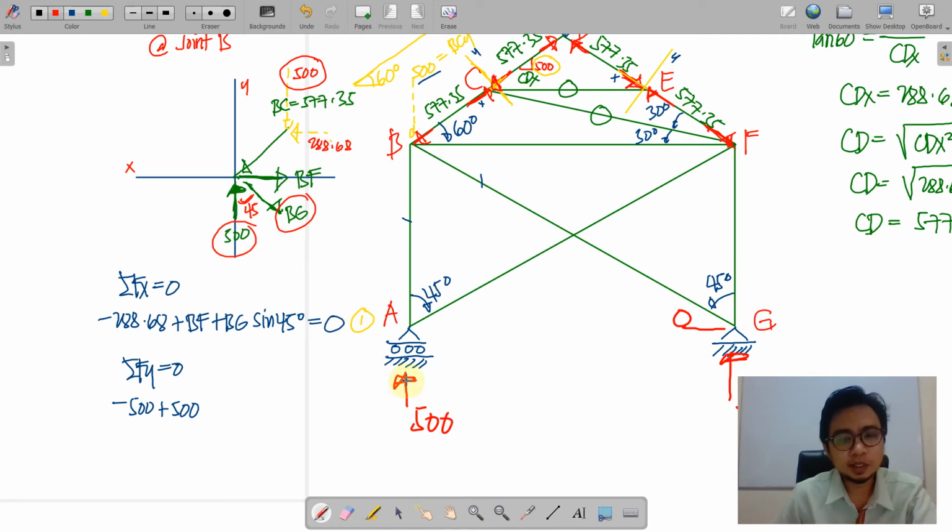But perhaps you might ask, where did 500 come from? So 500 came from joint A actually, because looking at joint A, there is only 500 vertical here going upwards. So meaning it has no horizontal reaction.